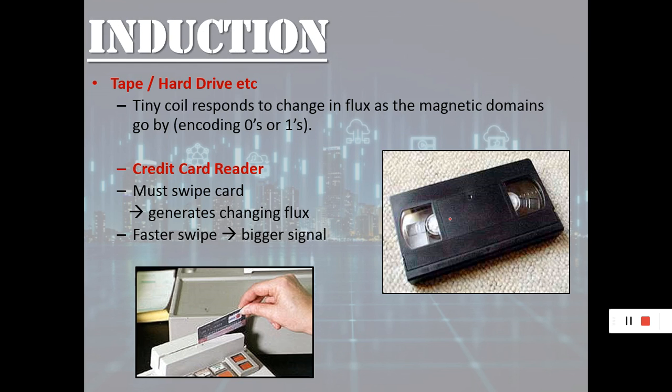Another application is the tape, hard drive, etc. We have a tiny coil responding to change in flux, as magnetic domain. You can see that here is the coil, and we have a credit card reader. If you swipe the card, it will generate the changing flux. This will produce the changes in flux.